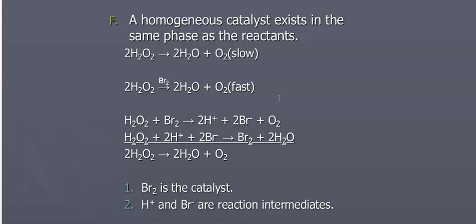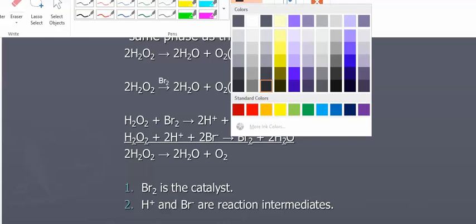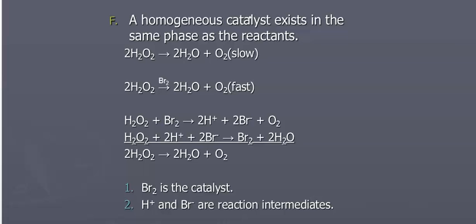Homogeneous catalysts exist in the same phase. So for example, hydrogen peroxide will decompose into water and oxygen, but it's a slow process. If I want to speed this up, I add a catalyst. Now catalysts appear above the arrow because they may enter the reaction, but they're not a reactant or a product. They get formed later. This is the actual two-step mechanism by which this reaction happens.